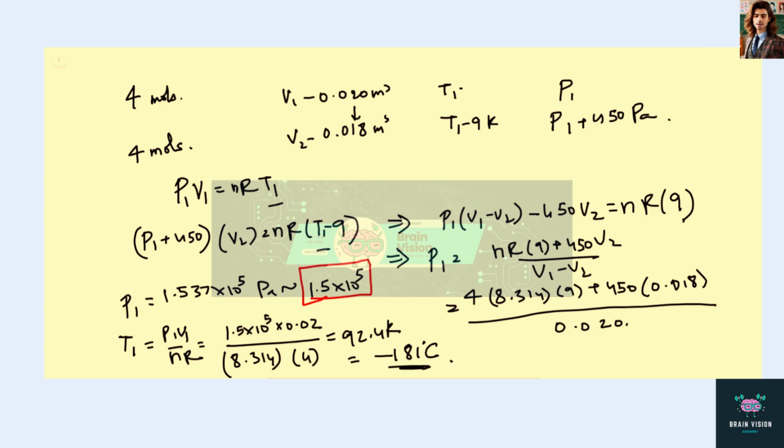I've dropped the last digit. I've rounded it off so that we can have only 3 significant digits, just like this one.